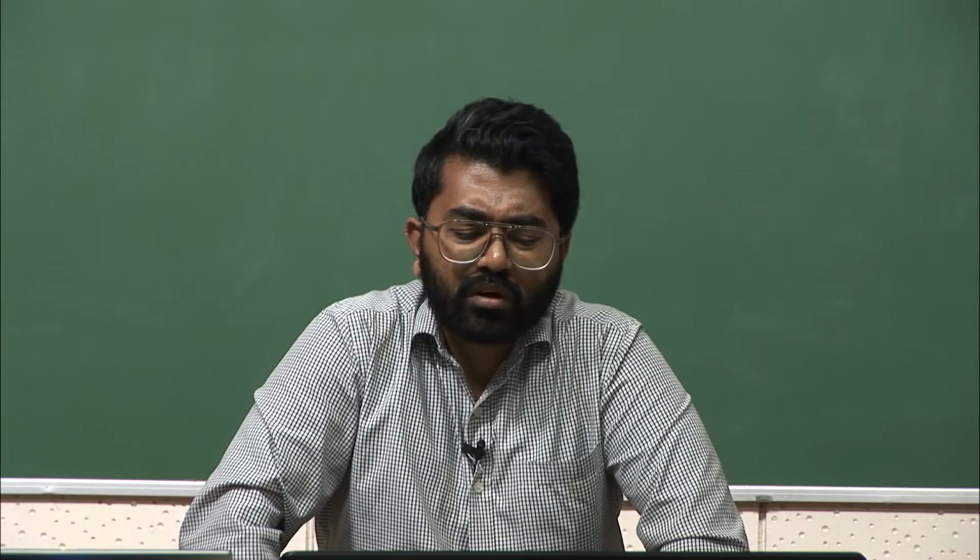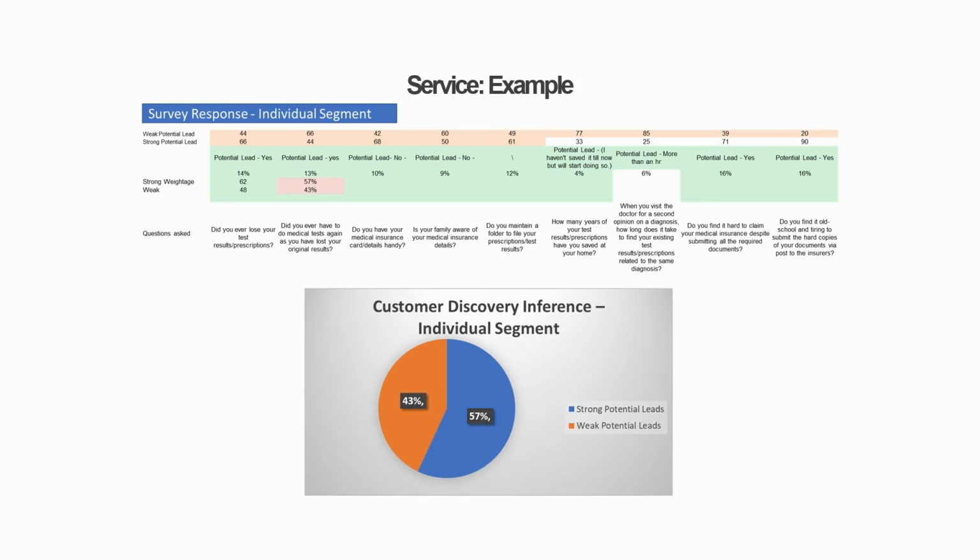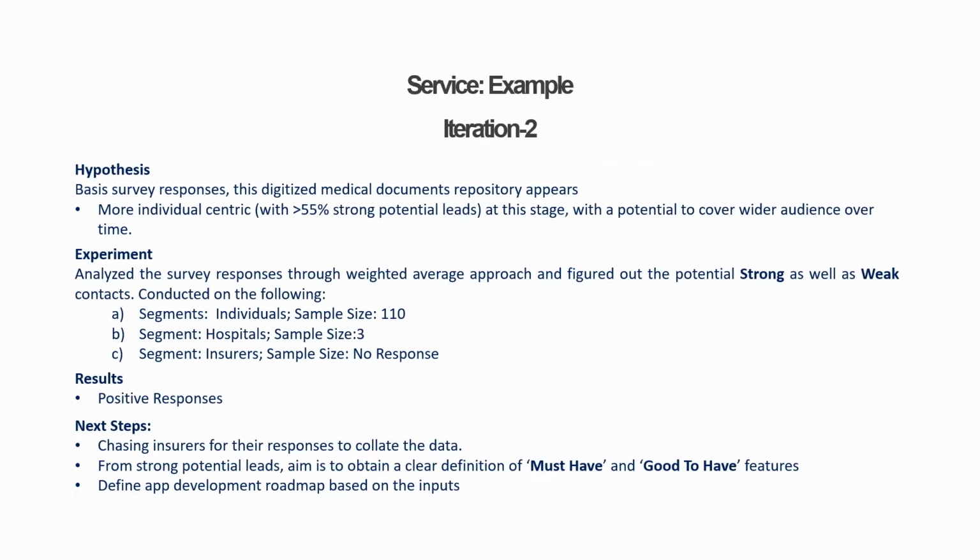Then they had also reached out to the insurers, but not with very good responses. They basically got just 3 responses from the hospital segment, so not very conclusive. From the individual segment, they got quite a bit of strong potential leads, like 57% had very definitive answers and 43% not very definitive, and we have talked about what the answers were.